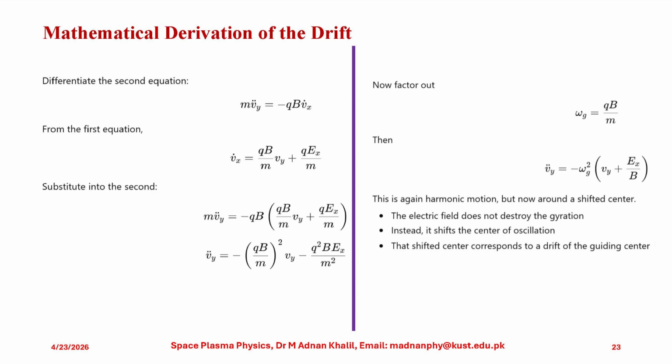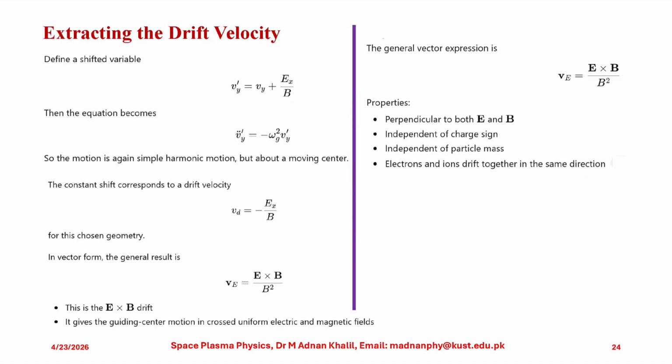Now define omega g as qB over m. Then the equation becomes vy double dot equals minus omega g squared times the quantity vy plus Ex over B. This is still harmonic motion, but not around zero. It is harmonic motion around a shifted value. That shift is the mathematical sign that the guiding center is moving.